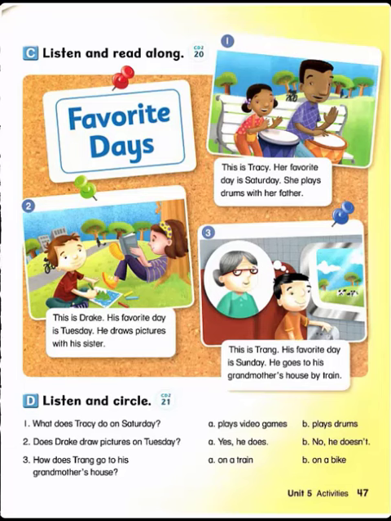Page 47. D. Listen and circle. Number 1. What does Tracy do on Saturday? Number 2. Does Drake draw pictures on Tuesday? Number 3. How does Trang go to his grandmother's house?